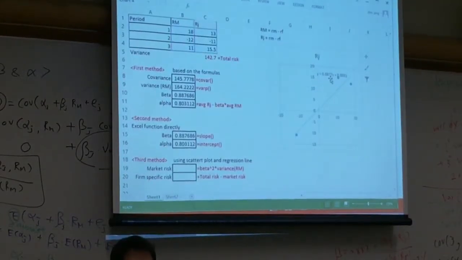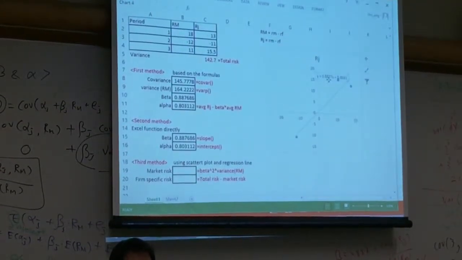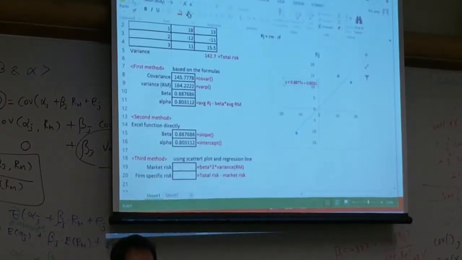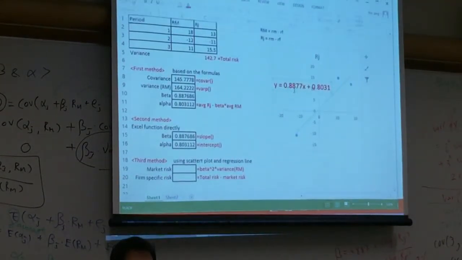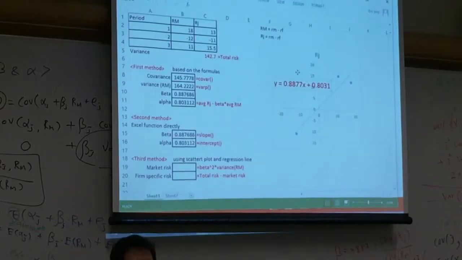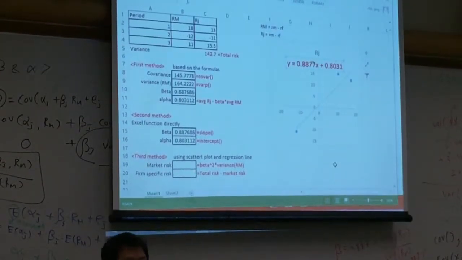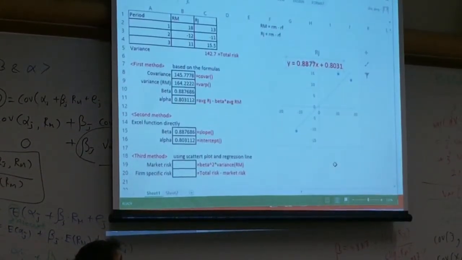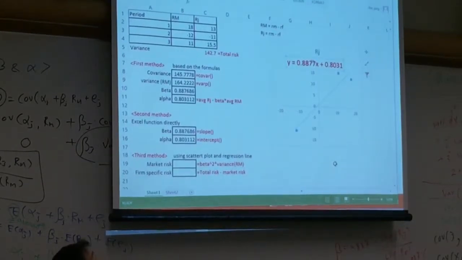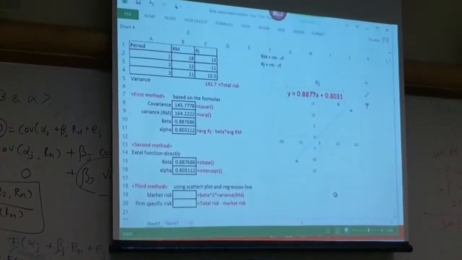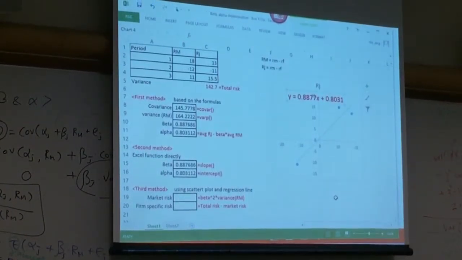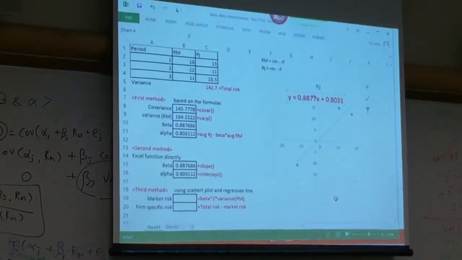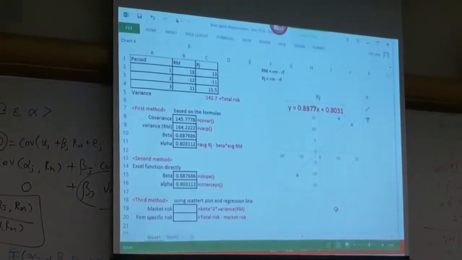So you have this equation over here. Then what do you see? Slope, this slope, the same as our values, slope. And intercept, this one intercept, the same as our alpha value. Okay. So this is the third method using scatter plot and add trend line.